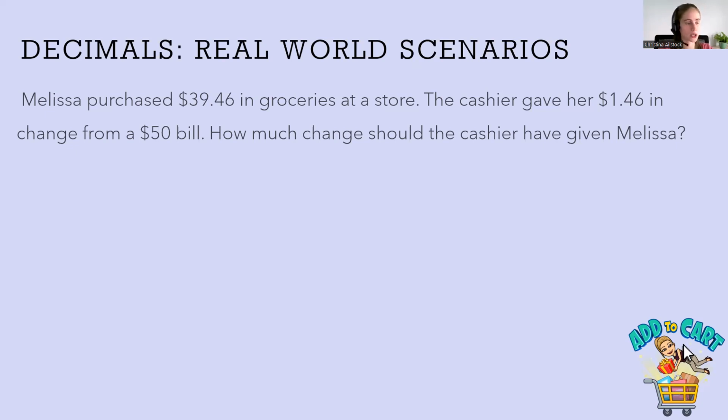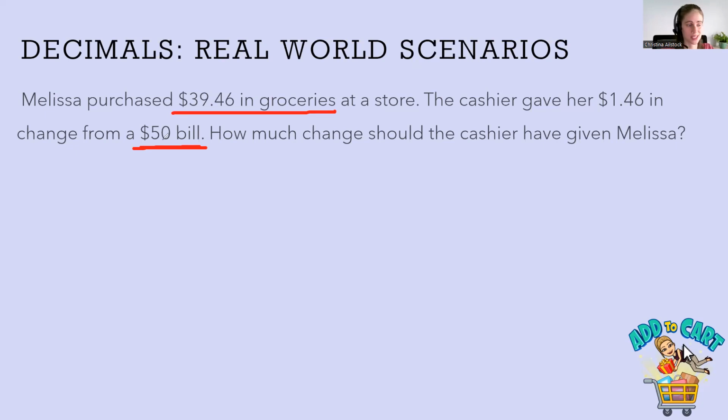All right, let's go back through and read the problem again. So I see that this is how much she purchased the groceries for. And if the cashier gave her $1.46 in change from a $50 bill, that means she paid with a $50 bill. So for us to figure out how much change Melissa really should have gotten, we need to subtract these. So we have the $50 bill that she paid with minus the actual cost of groceries.